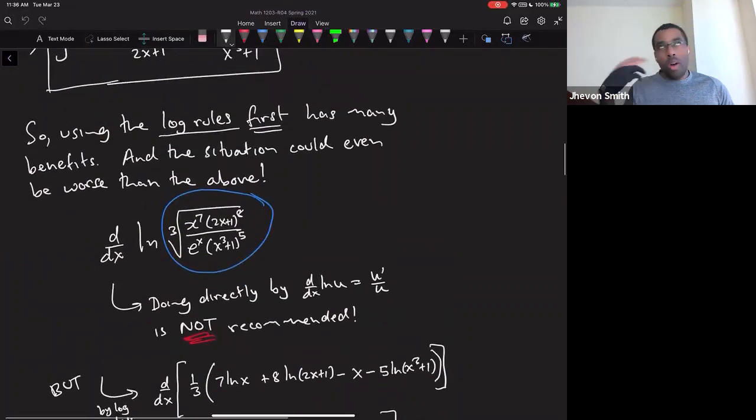We just always have it in our head. We try to apply the simpler rules before the more sophisticated ones. And especially when it comes to logarithms, applying the log rules before you have to apply any calculus rules is usually going to be a nice thing.